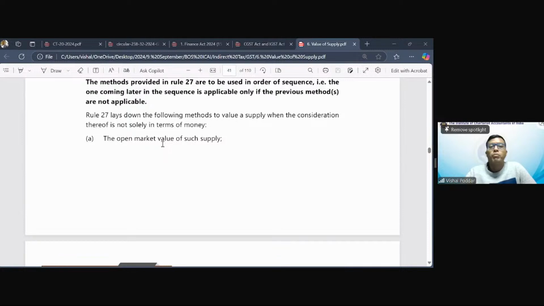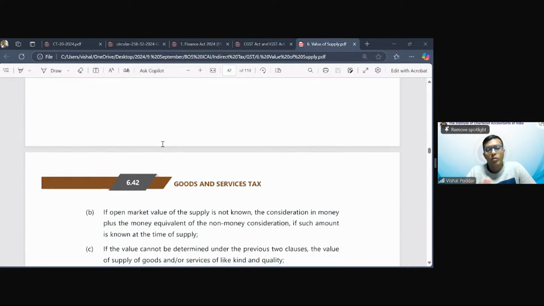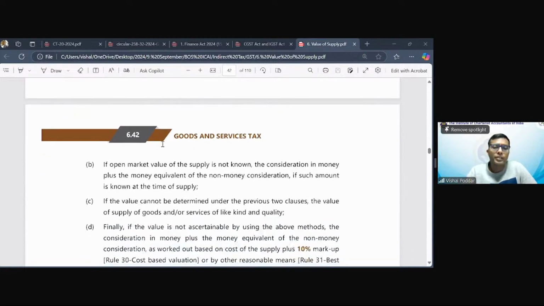Why? I am not providing the same goods or service to any other person because my service is something unique. Every person's consultancy is different from the other person. So rule A or clause A fails. Then what it says, come to clause B. What is clause B? Try to find out the money value. Money value of what? Pay attention. If open market value is not known, so in my case, the open market value is not known because my service to Mansha and to all others are different.